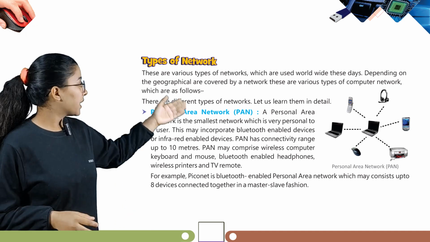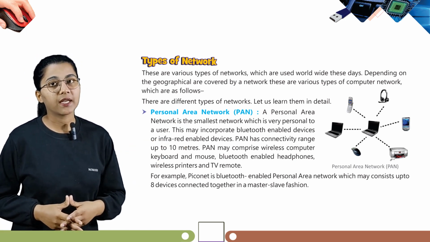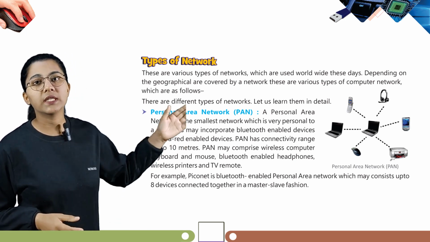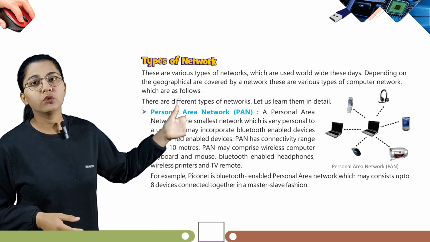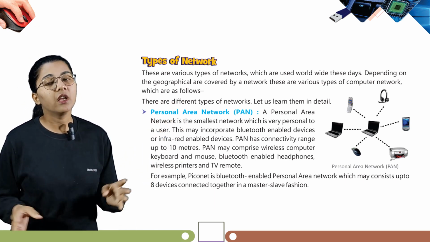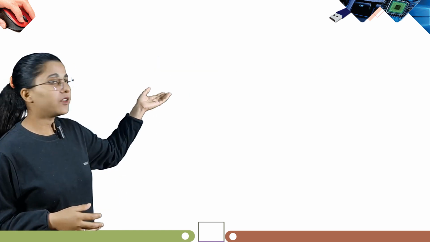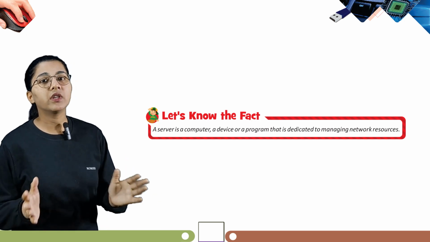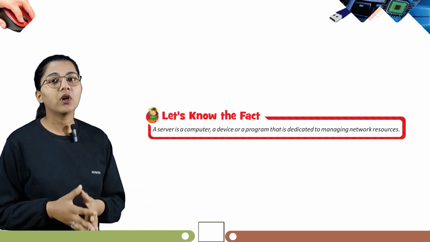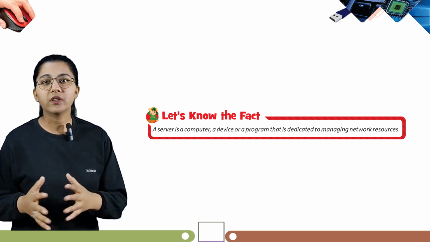For example, Piconet is a Bluetooth-enabled personal area network which may consist of up to 8 devices connected together in a master-slave fashion. Here you can see the picture of a personal area network, that is PAN, and here you can see laptop, Bluetooth, phones, printers. These are personal area networks which a user can use for personal uses. Now we have an interesting fact, that is, a server is a computer, a device or a program that is dedicated to managing network resources.